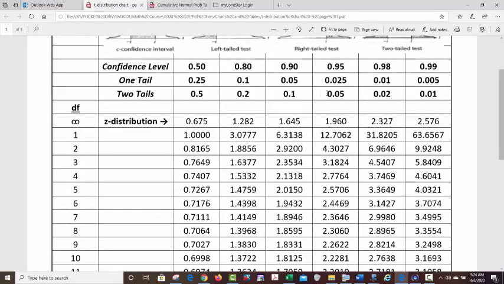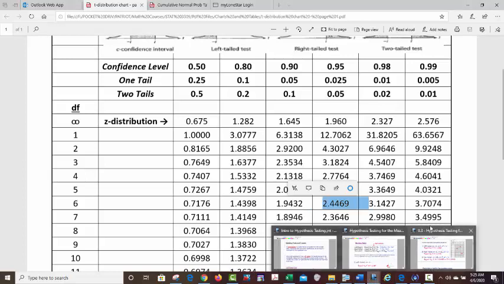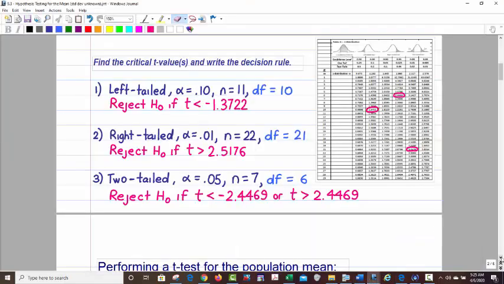Two-tailed, 0.05. Got to be real careful here about which row you're on, because there's also a one-tailed 0.05. Two-tailed 0.05, 6 degrees of freedom. That gives me plus and minus 2.4469. Okay.